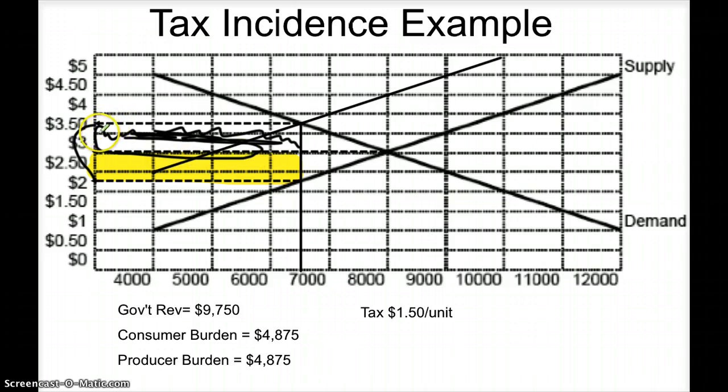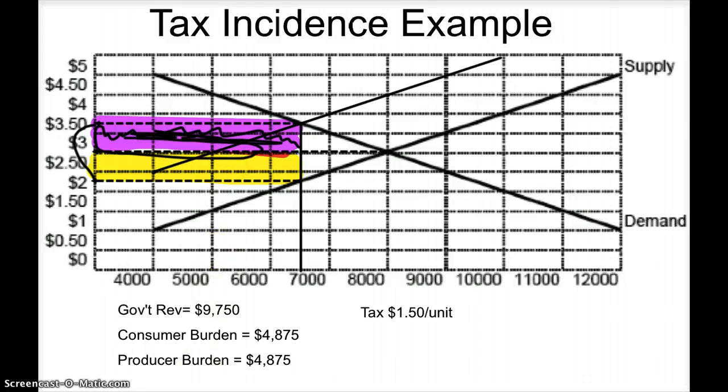I can do a better job of highlighting up here for you. That area here is the consumer, and your whole area up here, folks, ends up being the government revenue. You separate and figure out the difference between the original price and the new price that consumers pay. That difference is the consumer burden. And the difference between the original price and what the sellers actually receive is the producer burden. That's how we figure this out.